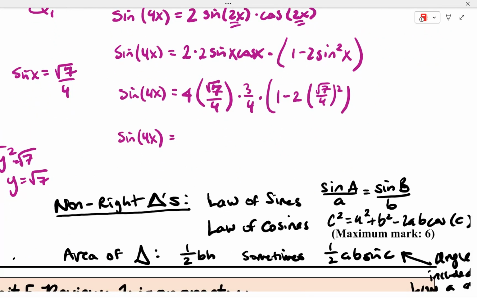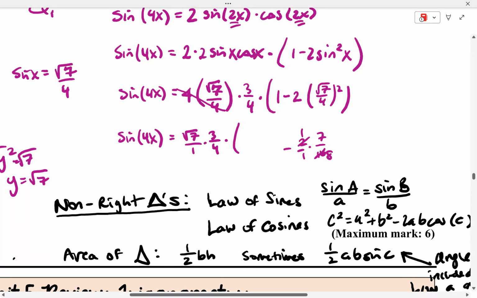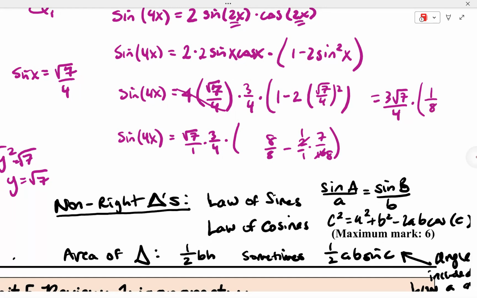If you keep doing this, these cancel, and you get rad 7 over 1 times 3 over 4 times, and in here you would have 7 over 16, 2 of those, these cross reduce, minus 7 over 8, so let's put this as 8 over 8. Now I've got 3 rad 7 over 4 times, and in here I've got 8 minus 7, which is 1 over 8. So now I've got 3 rad 7 over 32.